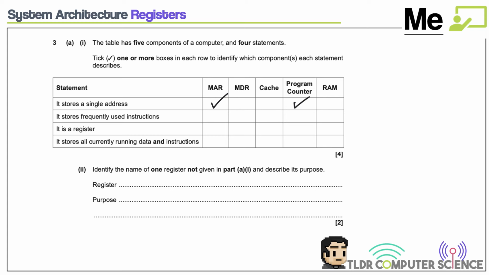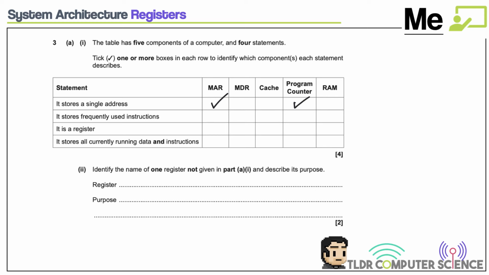Who's not had an opportunity for a little while? Ben, frequently used instructions. What do you think? Cache. Anybody supporting Ben? 1 person, 2, 3, 4, 5, 6, 7. Oh, there you go, 8. Yeah, you're right. Cache is frequently used instructions.